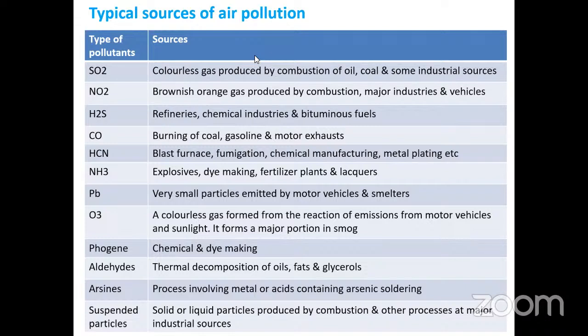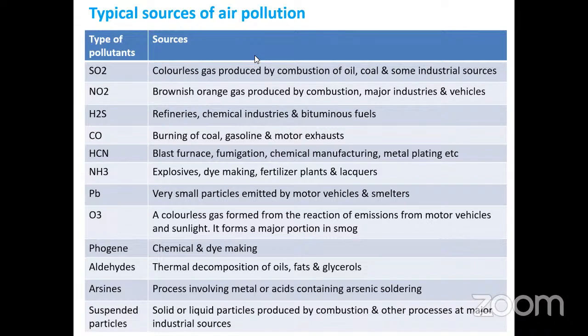So each and every pollutant has its own characteristics. For example, if you take sulfur dioxide, the sulfur dioxide is a colorless gas, which is produced by the process of combustion of oil, coal, and some from industrial processes. And nitrogen dioxide is a brownish orange gas, which is produced by combustion at major industrial locations and other motor vehicles.